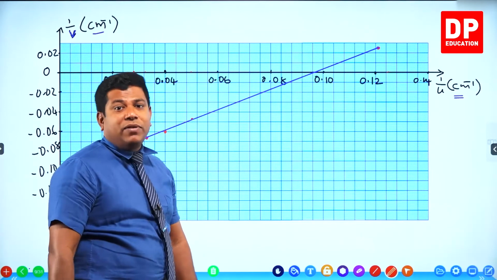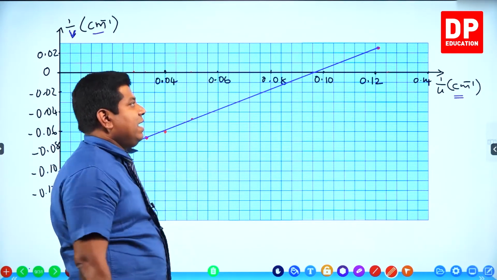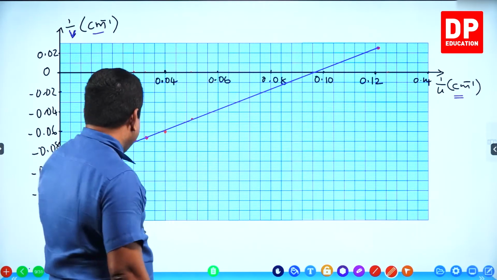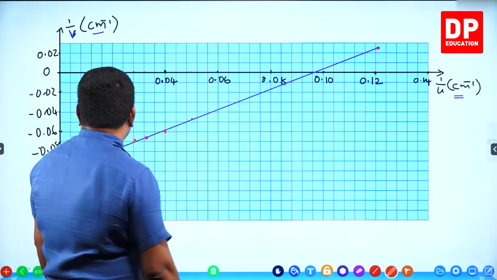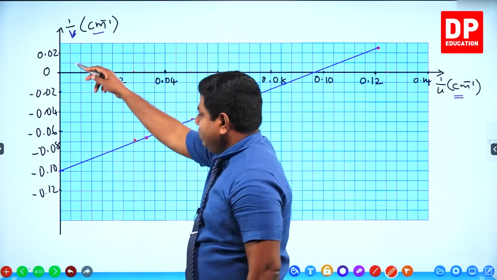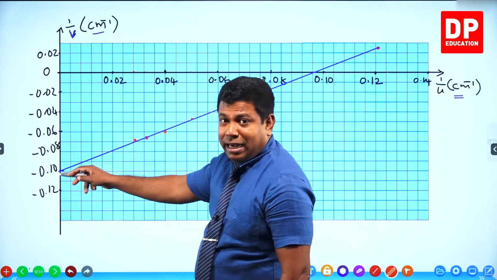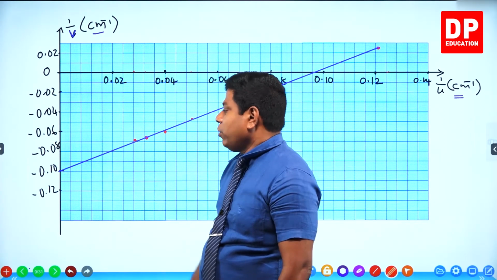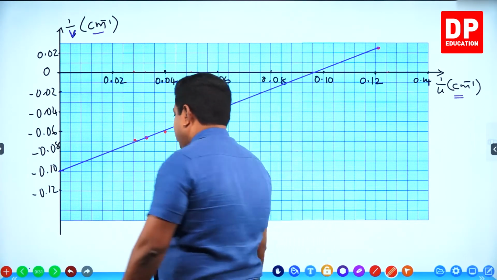And what we need from this graph mainly, we want to find the focal length. To find the focal length, I need the intercept. Look at the intercept here. We get the intercept at minus 0.10. Let's do the calculation.